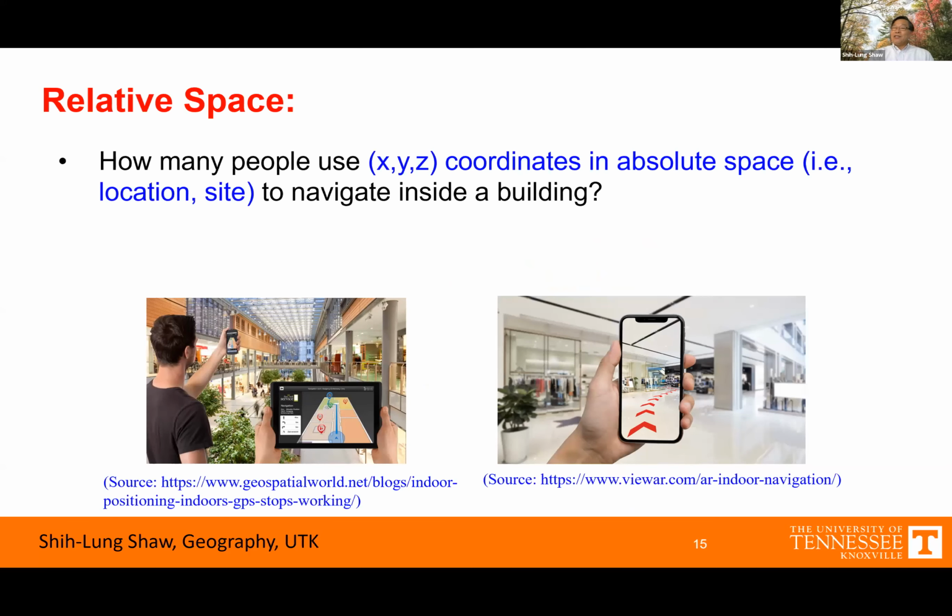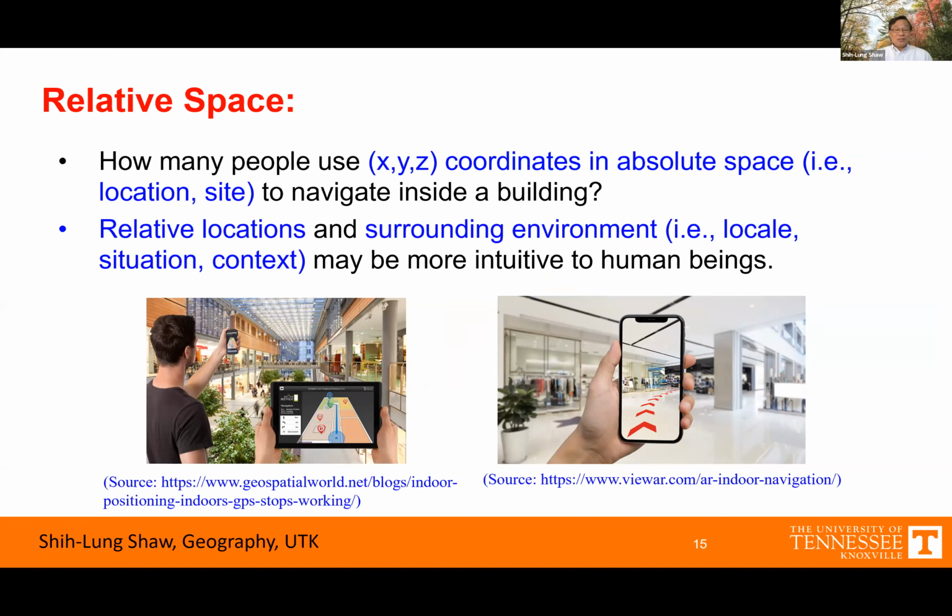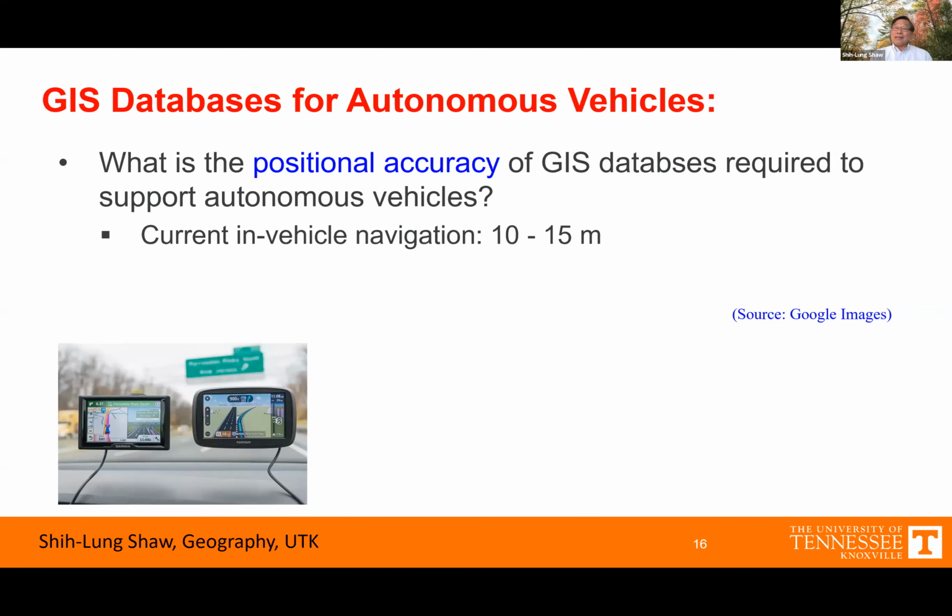If we think about indoor navigation, which is a popular topic now, how many of us use XYZ coordinates in absolute space, related to the concept of location and site, to navigate inside a building? Probably not too many of us. And in this case, relative locations and the surrounding environment, related to the concept of locale, situation, and context, may be more intuitive to human beings. Okay? Another example about relative space is autonomous vehicles, which also have received a lot of attention today.